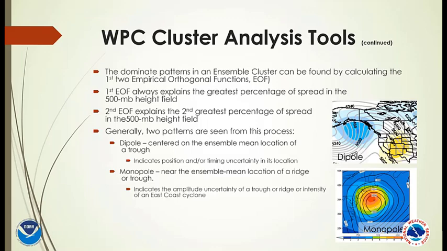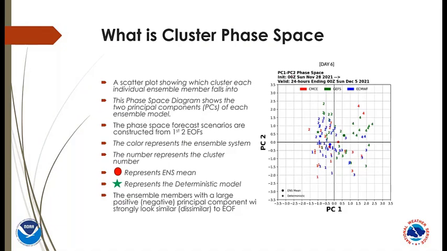The example on the bottom right is actually from an East Coast storm, and it just shows you the variability there of its location. Now, there's a thing called cluster phase space, and it's this diagram, and what it does, it breaks these into the principal components. One, along the x, has positive to negative values, and a principal component two. Remember, one has the greatest variability, two has the second greatest variability.